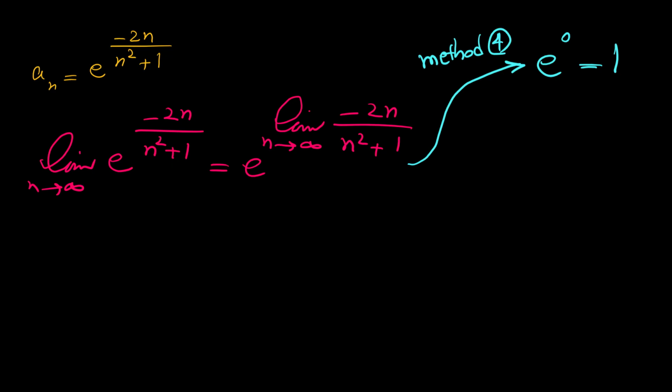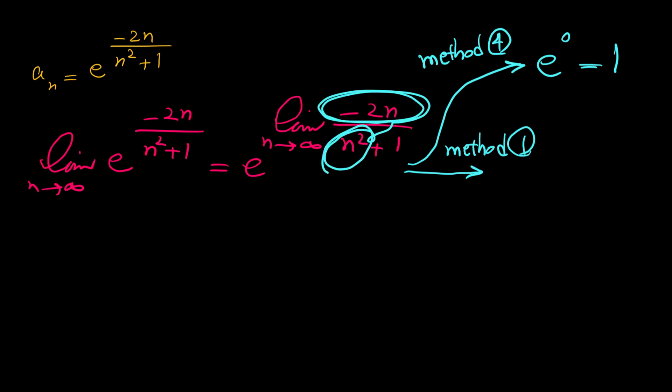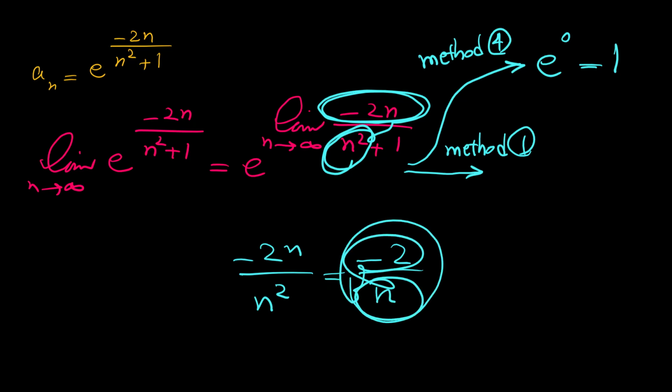If you want to use method 1, what was method 1 again? Method 1 was the method that was based on keeping the dominant term. What is the dominant term in the numerator? Negative 2n. In the bottom, we have n to the 2. Negative 2n over n to the 2 is negative 2 over n. And the limit of this is 0 because we have a number over infinity. So this approaches 0. So based on this method also we get e to the 0, which is 1.